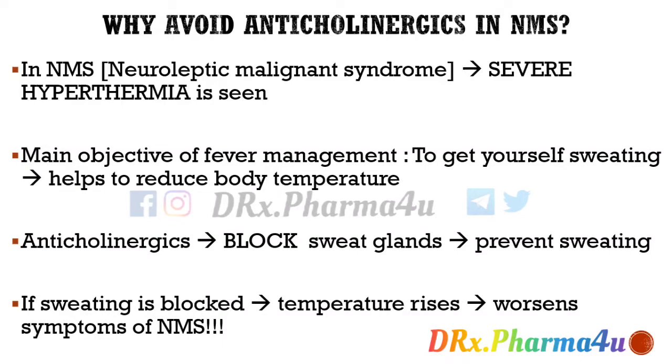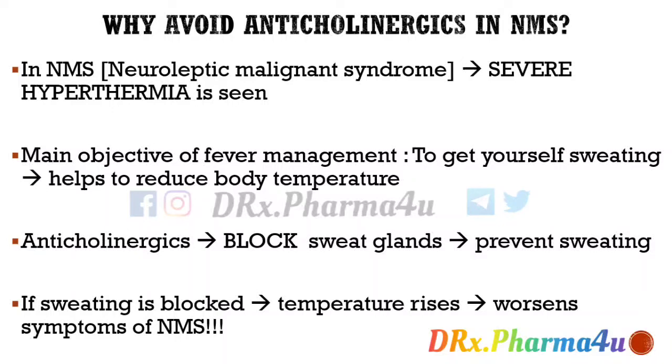So the main objective of hyperthermia or fever management is what? Whenever anybody is suffering from fever, we always try to make sure that sweating occurs in the patient. Why? Because when sweating occurs, the toxins are released from the body and it cools down the body. That means the temperature reduces. But anticholinergics usually block sweating because they block secretions of our body. So it will instead raise the temperature of the body. In that condition, if you are using anticholinergics in a patient who is suffering from neuroleptic malignant syndrome, the condition may get worsened.